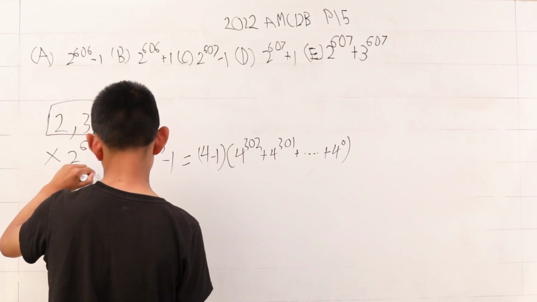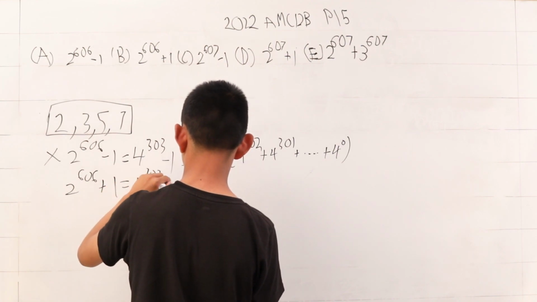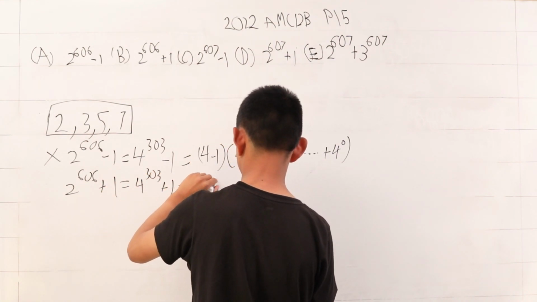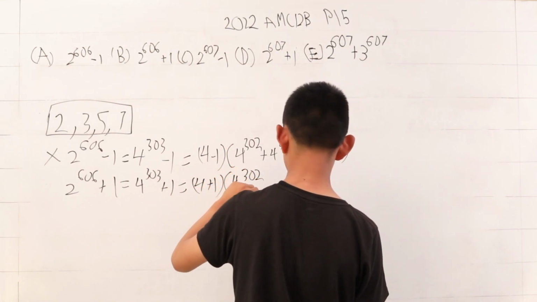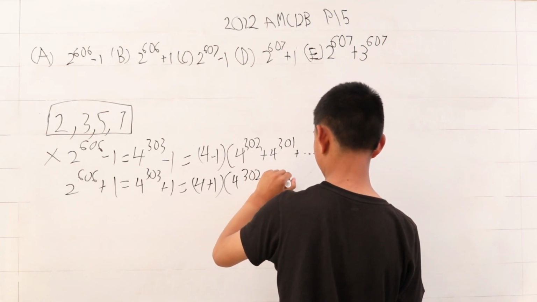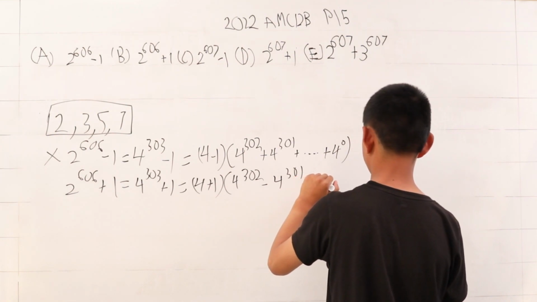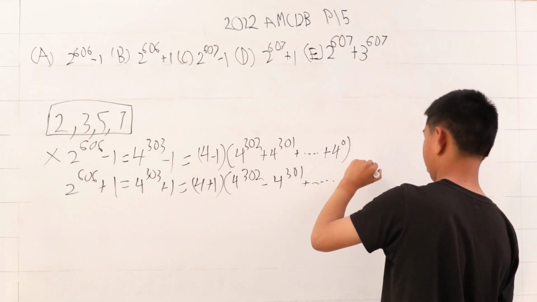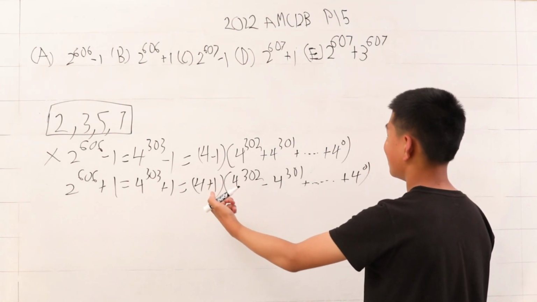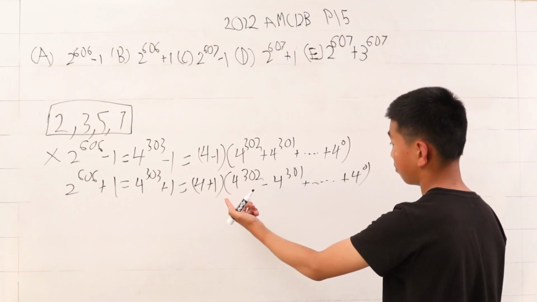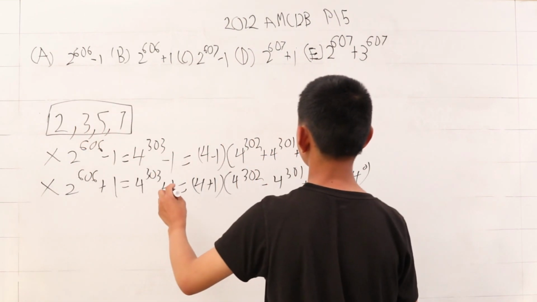Let's take a look at case number B. 2 to the power of 606 plus 1 is 4 to the power of 303 plus 1, which is 4 plus 1 times 4 to the power of 302 minus 4 to the power of 301 plus, minus, you get the idea. And then you go all the way to 4 to the power of 0. Anyway, this is also incorrect because it is divisible by a prime number, 5, because 4 plus 1 is 5. This one's wrong again.